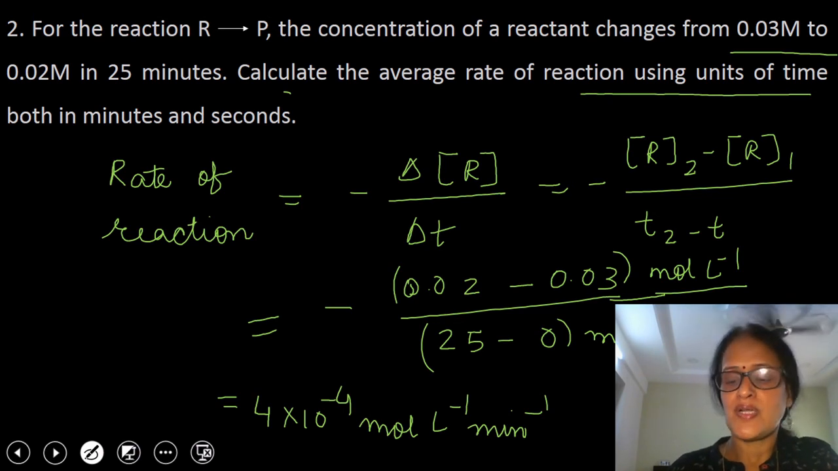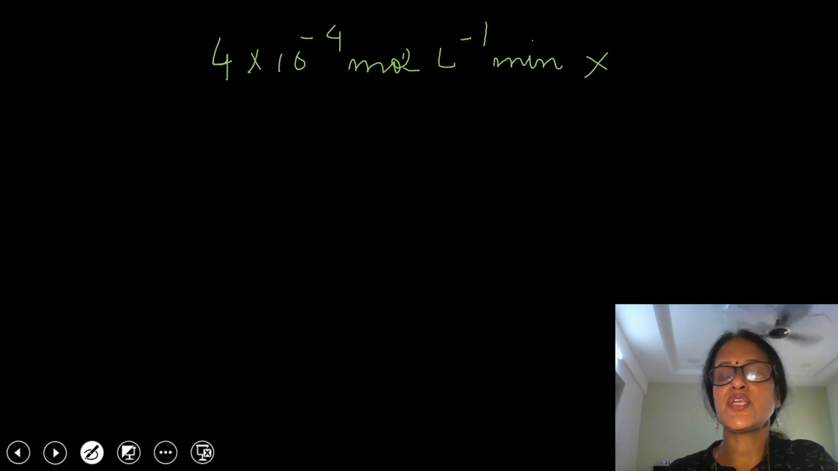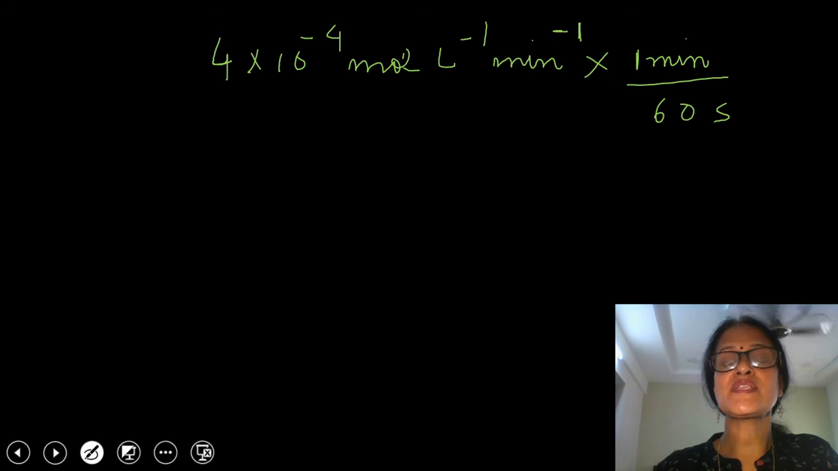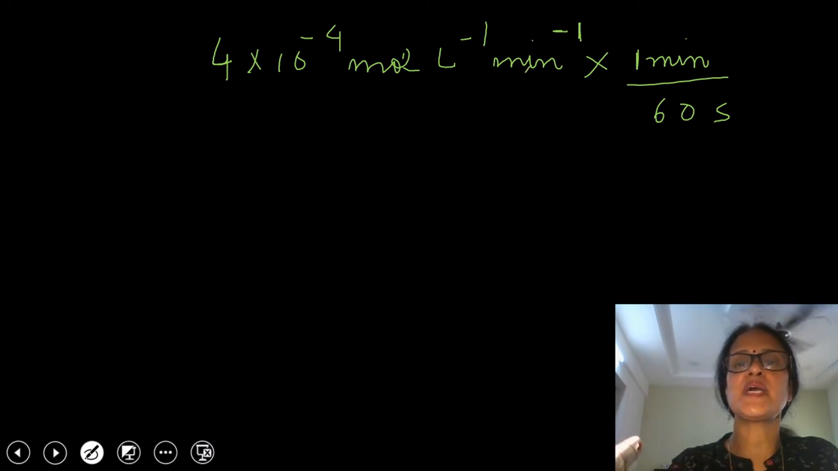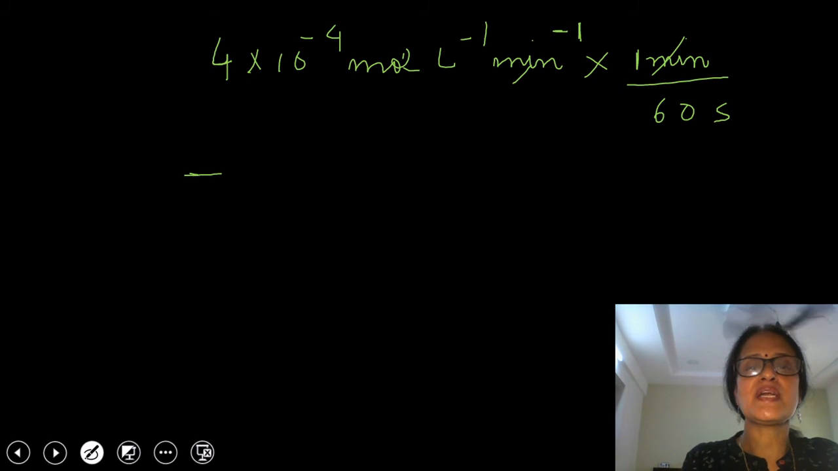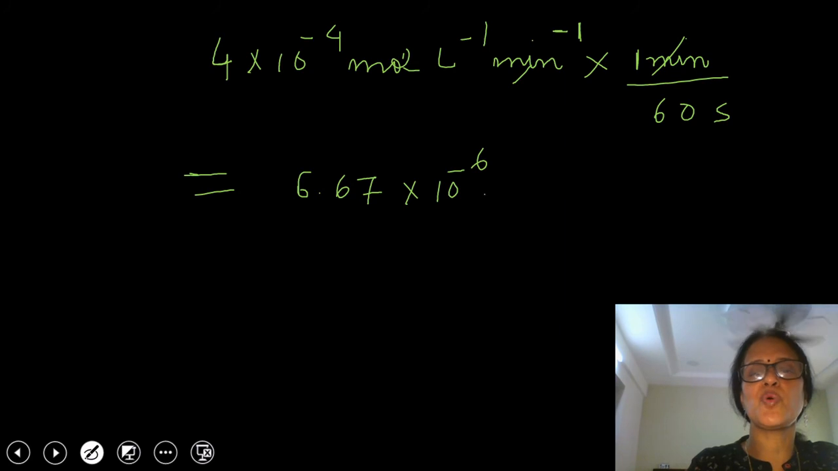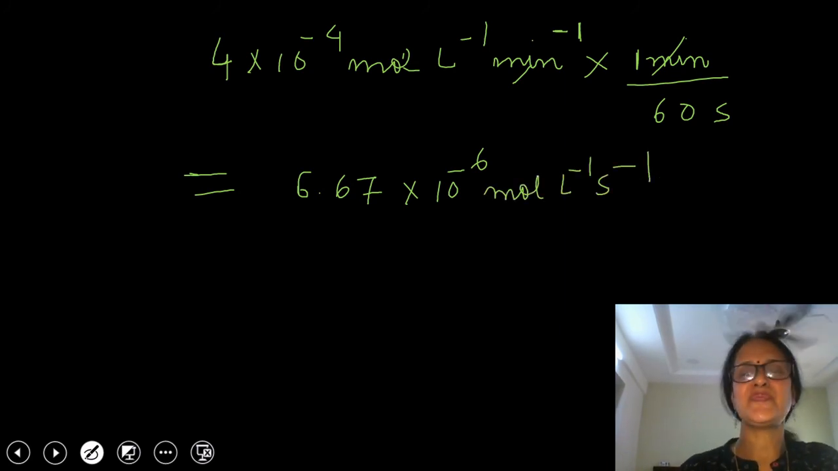What we will do, rate in terms of units of minute is 4 into 10 to the power minus 4 mole per liter per minute. For converting it in the units of second, as we know that 1 minute is equal to 60 seconds, we will write it as 1 minute by 60 seconds. Always remember that you should write the conversion factor in such a way that all other units except the desired units are cancelled out. So this per minute, minute will be cancelled out. Your answer will be 6.67 into 10 to the power minus 6 mole per liter per second. I hope it is clear to you.